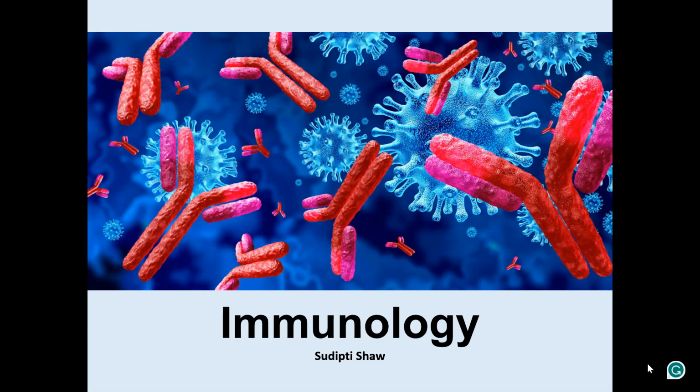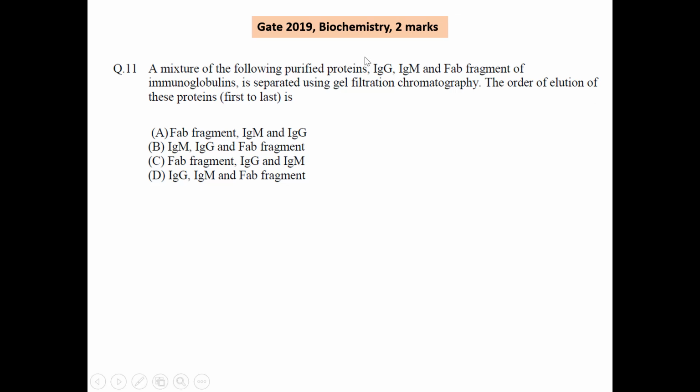Hello. So the topic today is immunology, and we have a question here from grade 2000 and from grade 2019 biochemistry for 2 months. So the question asked here is that a mixture of the following purified proteins, IgG and FAB fragment of the immunoglobulins, is separated using gel filtration chromatography. The order of elution of these proteins is.